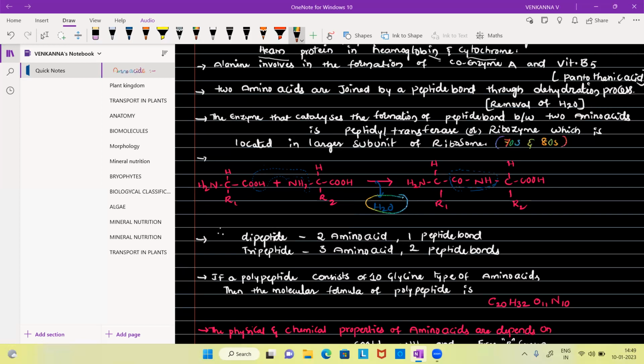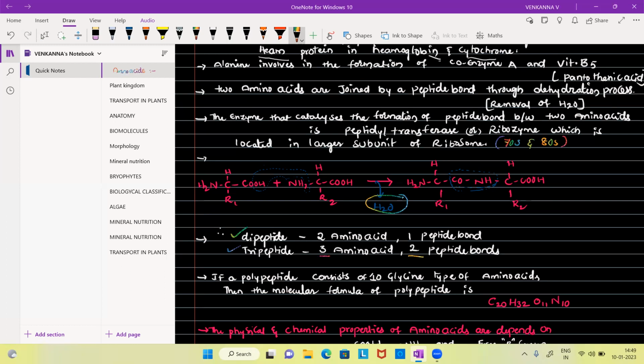When a peptide bond is formed between two adjacent amino acids, it is called a dipeptide. Every dipeptide has two amino acids and one peptide bond. In the same way, other amino acids are also joined by the dehydration process, forming a tripeptide, tetrapeptide, hexapeptide, heptapeptide, octapeptide, etc. In the structure of a tripeptide, the number of amino acids is 3 and the number of peptide bonds is 2.